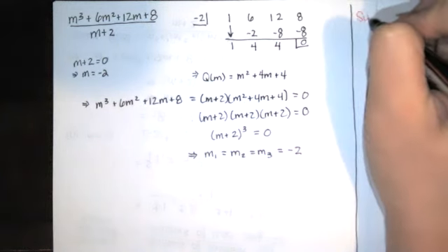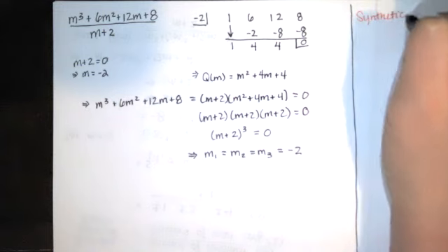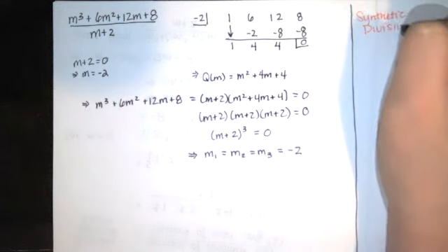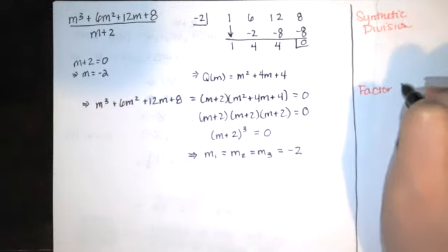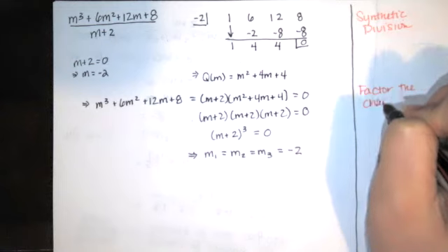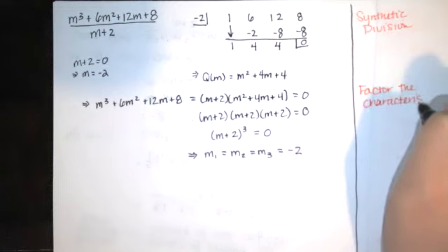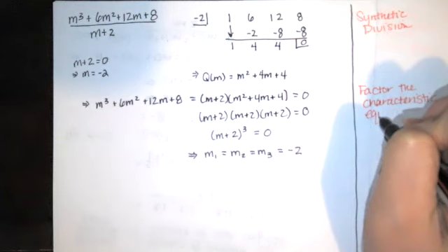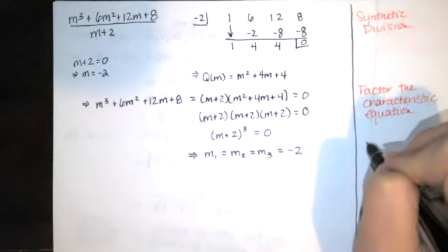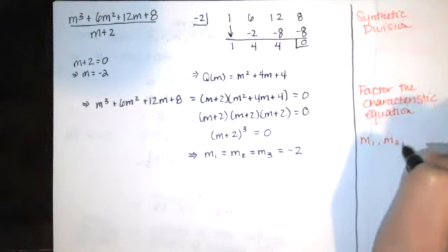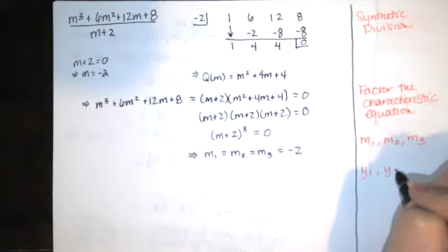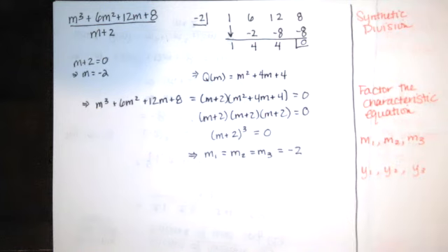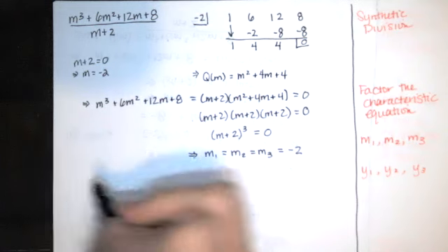So we did the synthetic division. Then we factored the characteristic equation as much as possible. And then we find the values of m. There are 3 of them. And then next we need to find the 3 linearly independent solutions of the original differential equation.